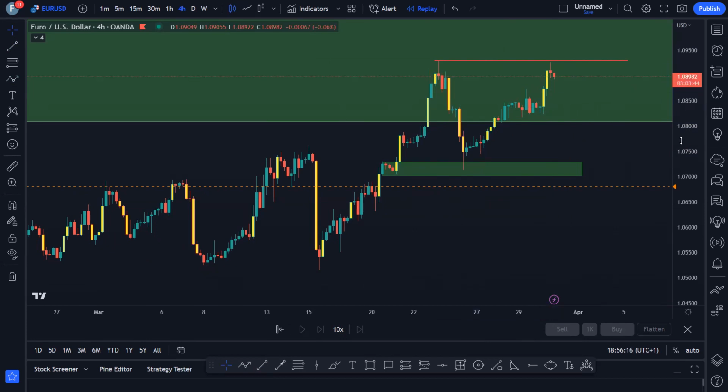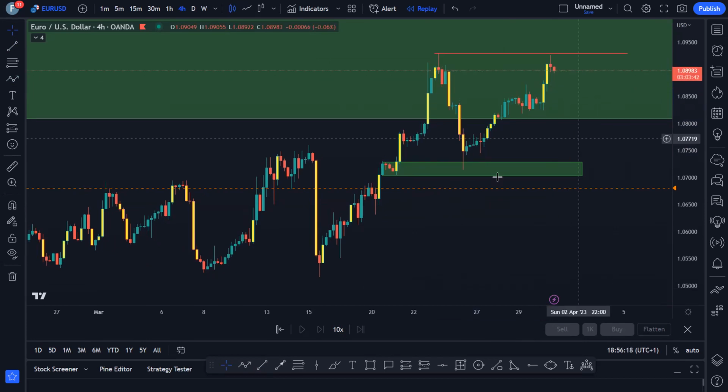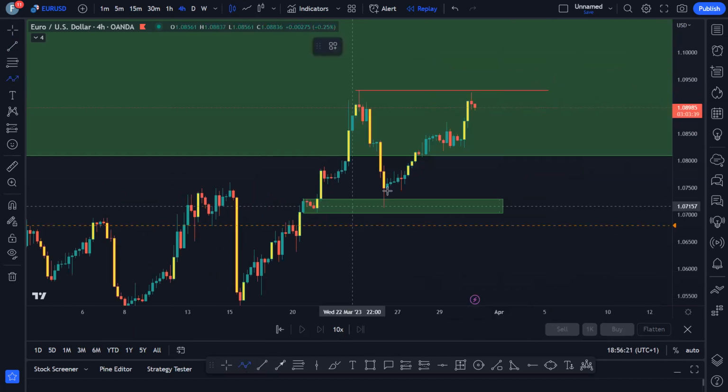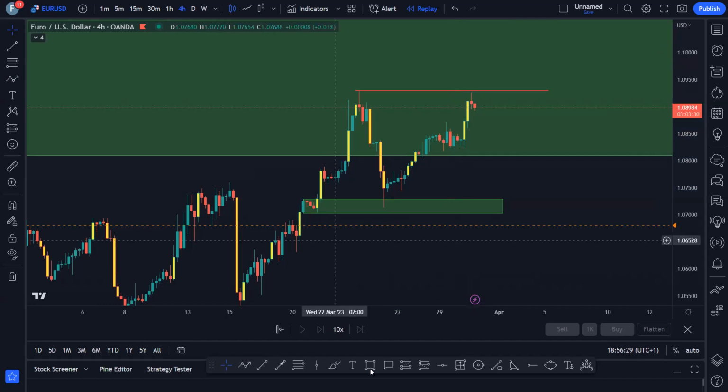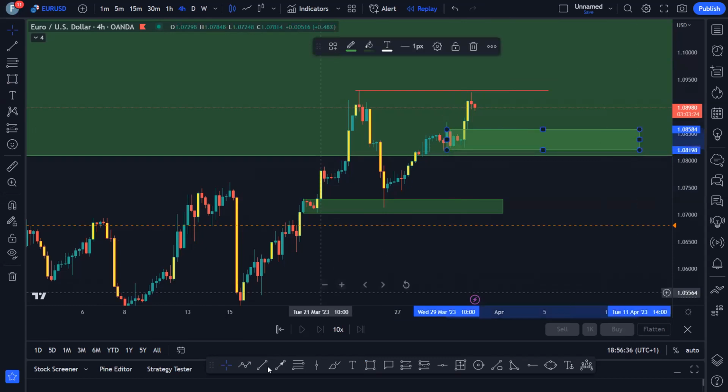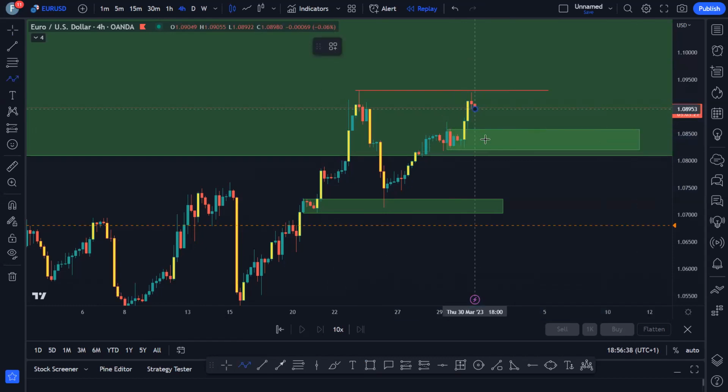So if that is the case, and we are seeing this internal structure on 4 hours, we have this impulse, correction, impulse over here. What we can do is wait for price to retrace into this area of structure here, this demand level. If we see retracement into the zone, we look for buy opportunities and then you target this high, like so. That's what I'm going to do on Euro USD.